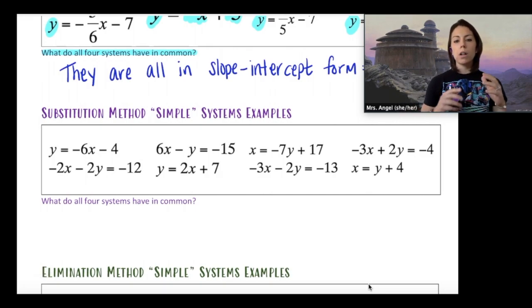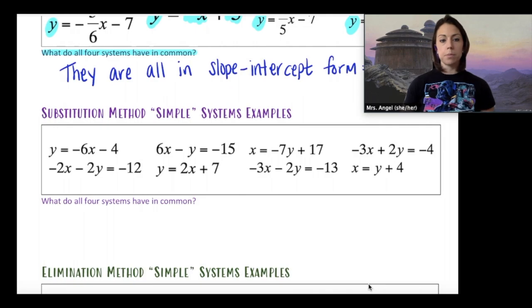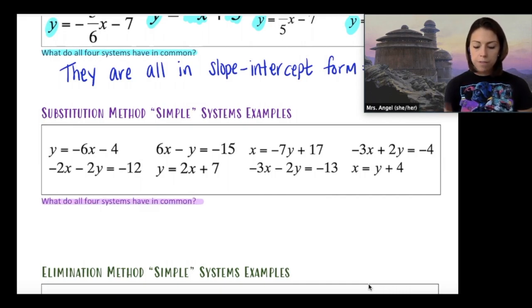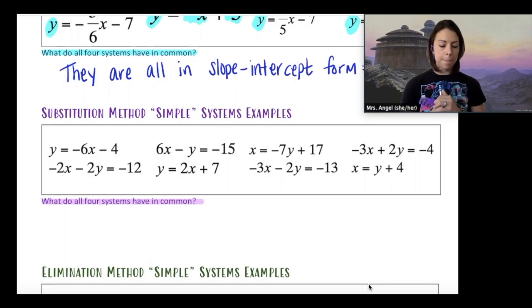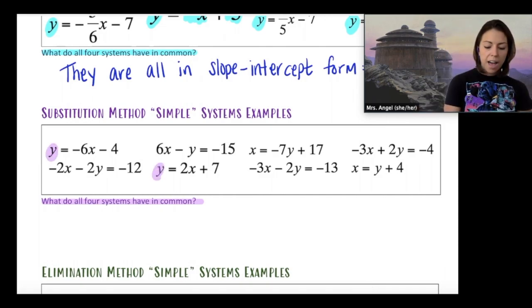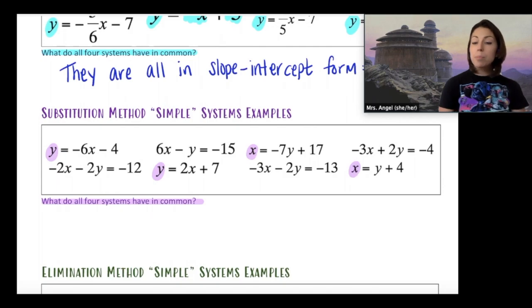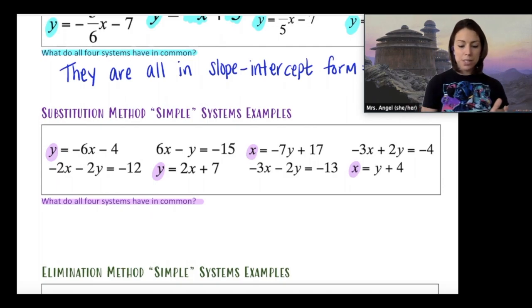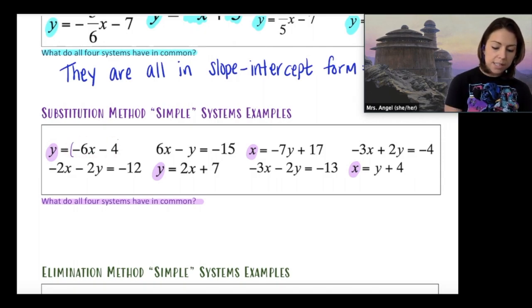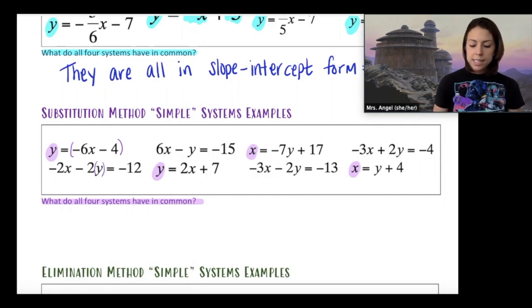These are all what we would call simple substitution systems. All of these don't require any isolating to happen ahead of time. So same question, what do all four of these systems have in common? Let's see what you were able to identify. All four of them have one equation where the variable is already isolated. So in the first two systems, it looks like y is isolated, which means the substitution is a lot simpler to do. All I have to do is take this expression here and substitute it for y in the other equation.